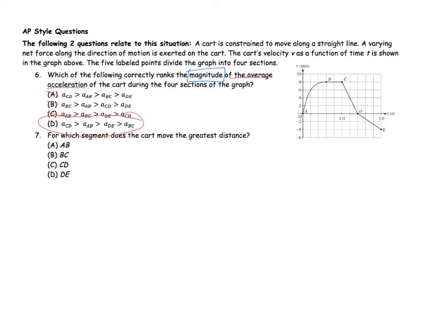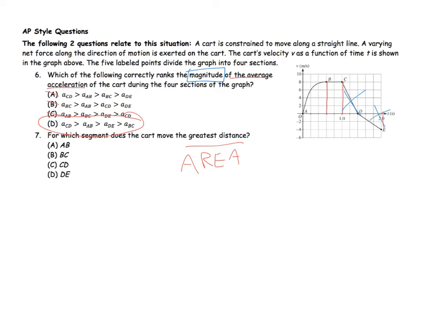Moving on to question 7, we want to know for which segment the object moves the greatest distance. For this one, I am thinking about area. So I'm going to split these segments into areas. I can clearly see that C to D is not the biggest, so that one's out. And this D to E area, if I look at it, is a triangle that is clearly smaller than B to C. So that one is also out.